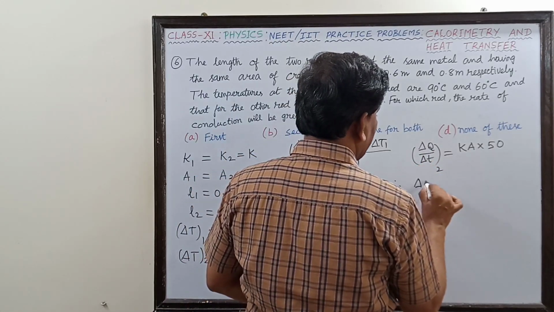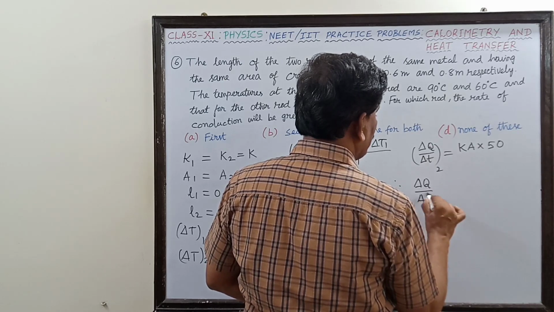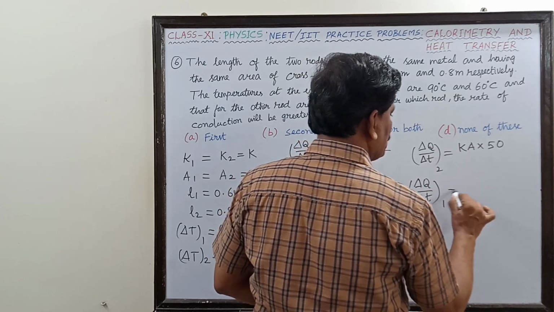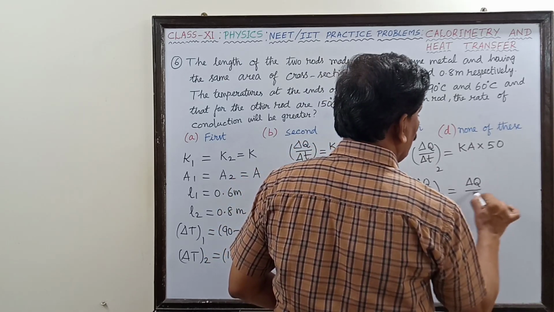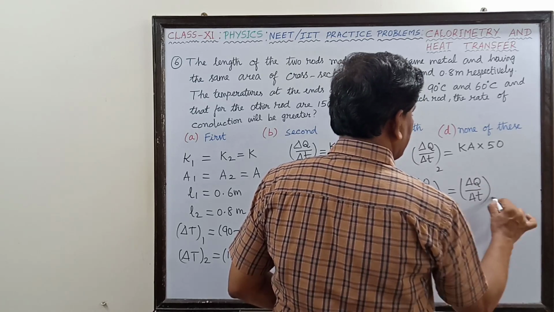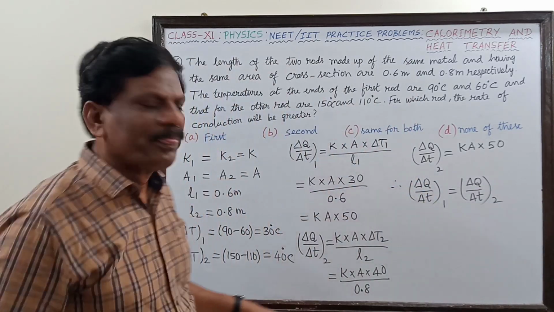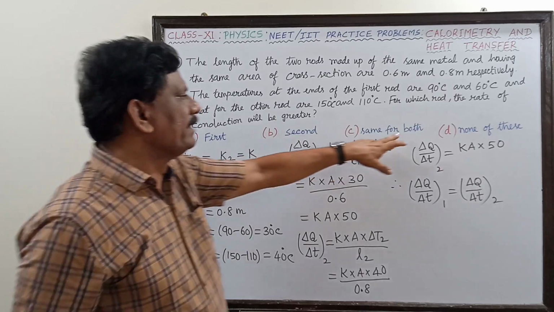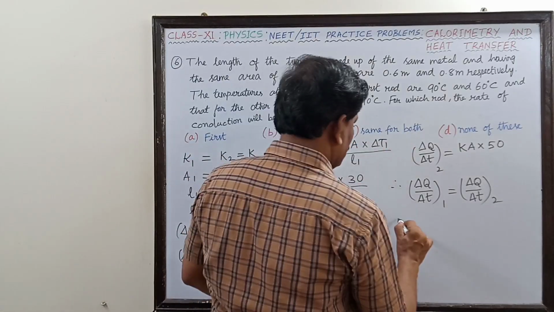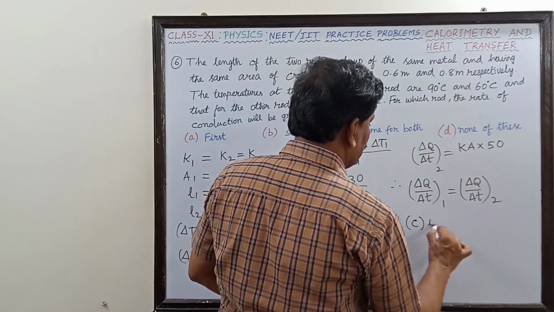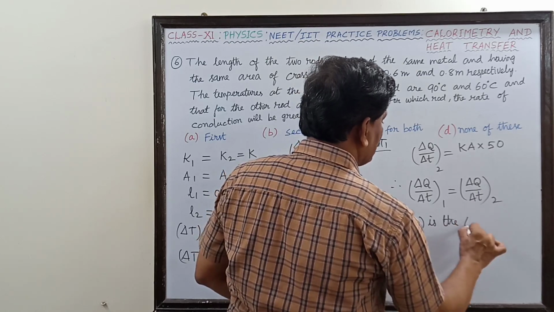Therefore the rate of flow of heat through the first rod must be equal to the rate of flow of heat through the second rod. So both the rods, it is the same. So same for both. Therefore option C is the correct answer.